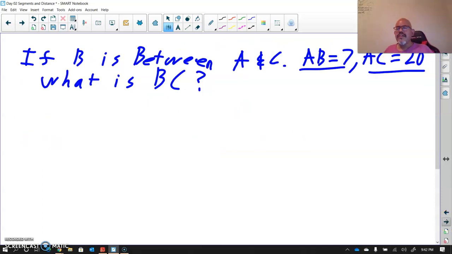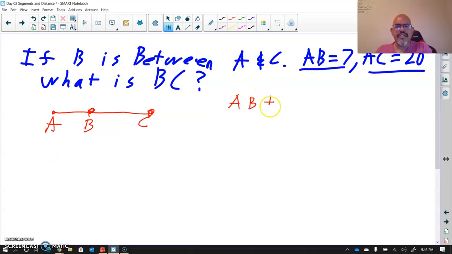So in this case, we have if B is between A and C. This is the kind of picture we're going to have: A and C, and B is somewhere in between. We're told that AB is equal to 7 and AC is equal to 20. What is BC? We're going to use the segment addition postulate. So AB plus BC is equal to AC. We just look at what we have here and start substituting. If we don't have a substitution for one of these segments, we leave it alone.